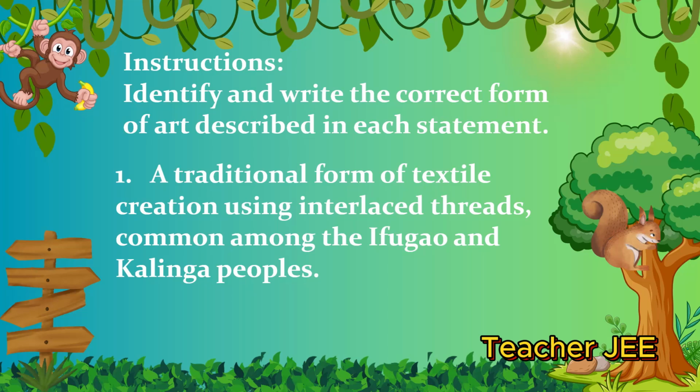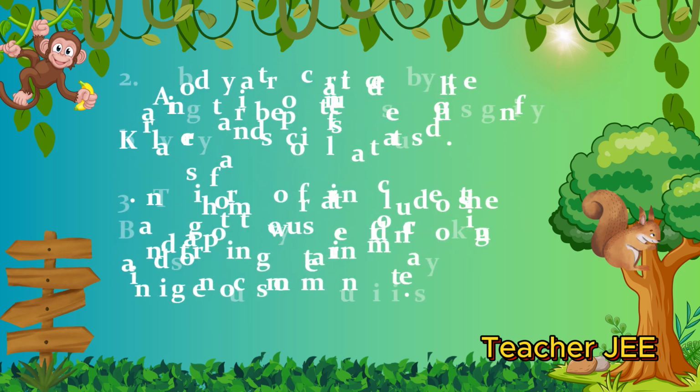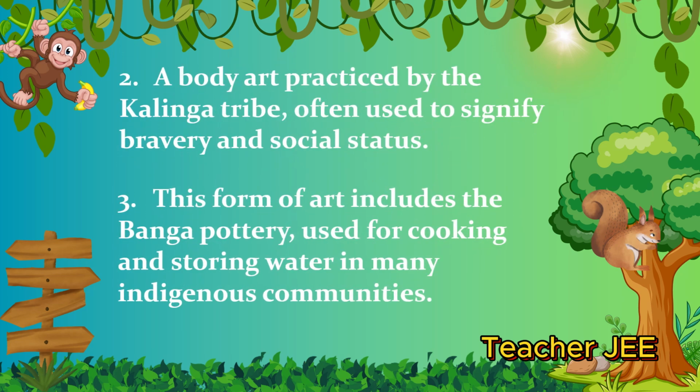Instructions. Identify and write the correct form of art described in each statement. A traditional form of textile creation using interlaced threads, common among the Ifugao and Kalinga peoples. A body art practiced by the Kalinga tribe often used to signify bravery and social status. This form of art includes the banga pottery, used for cooking and storing water in many indigenous communities.